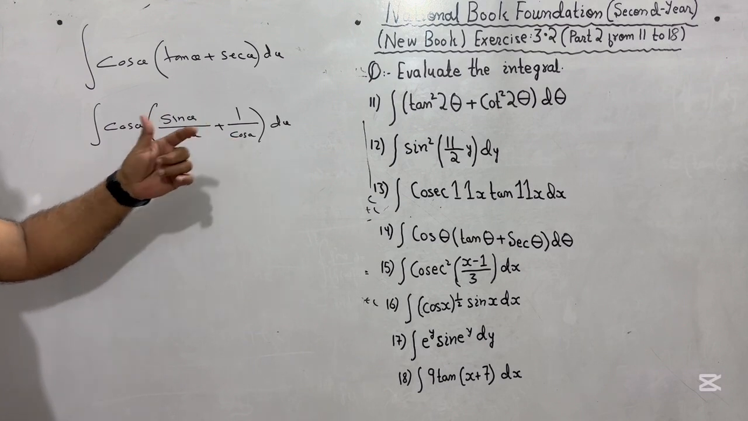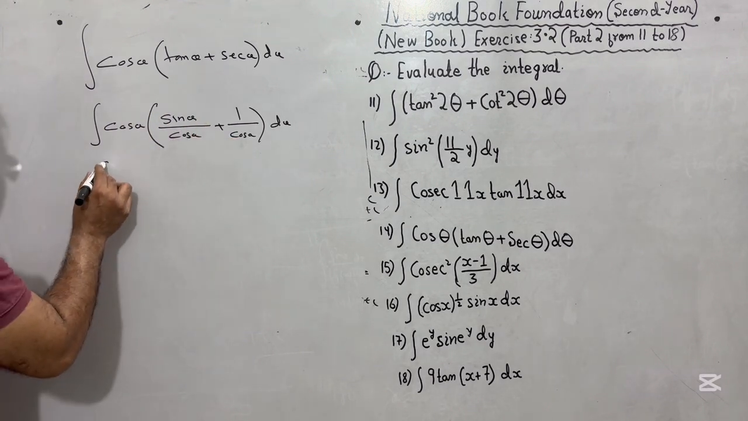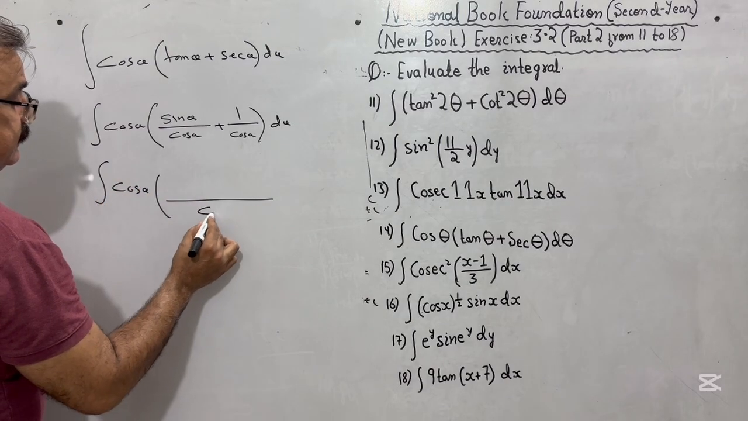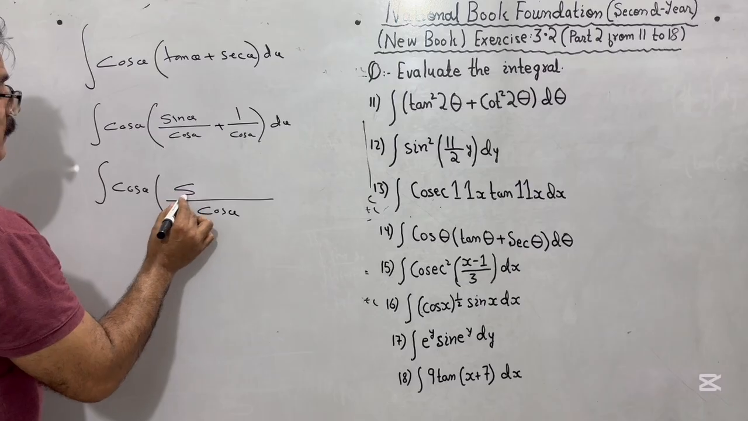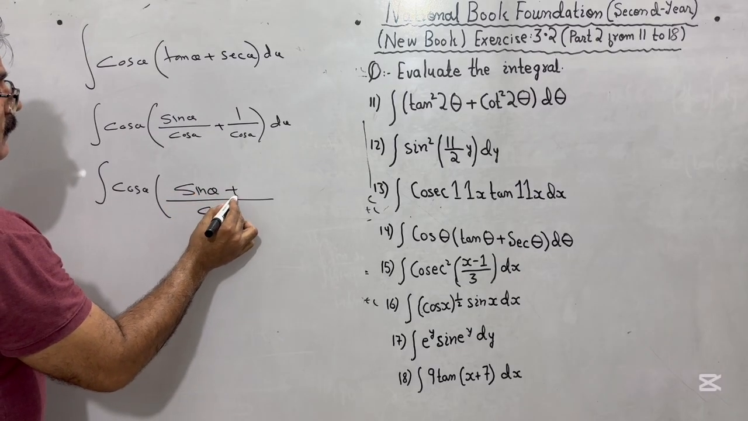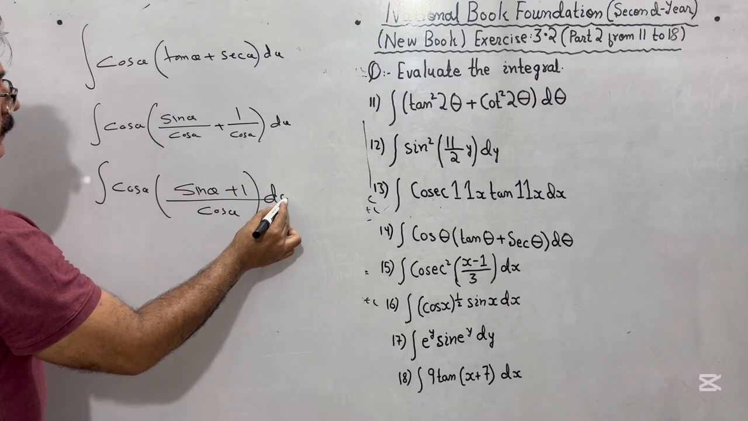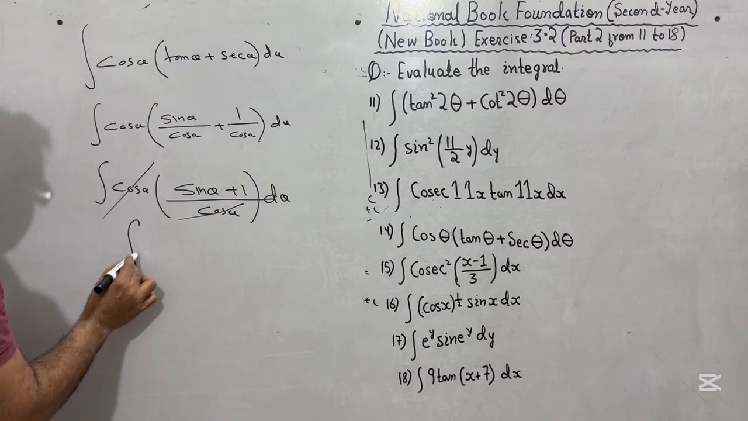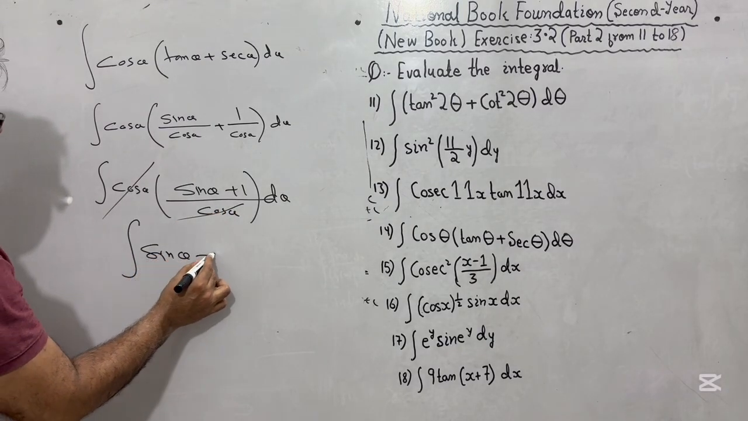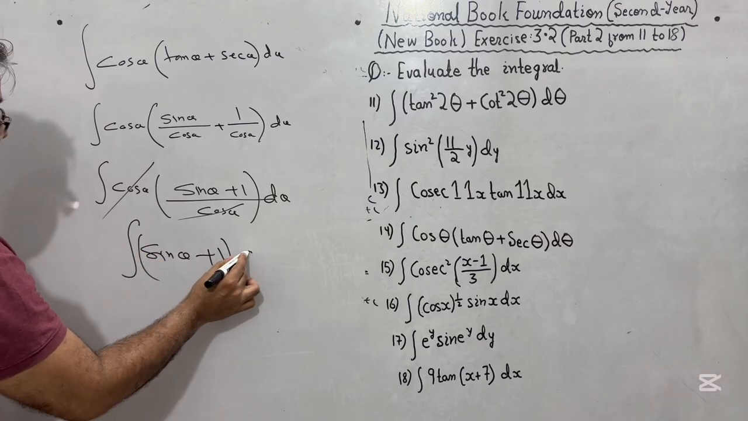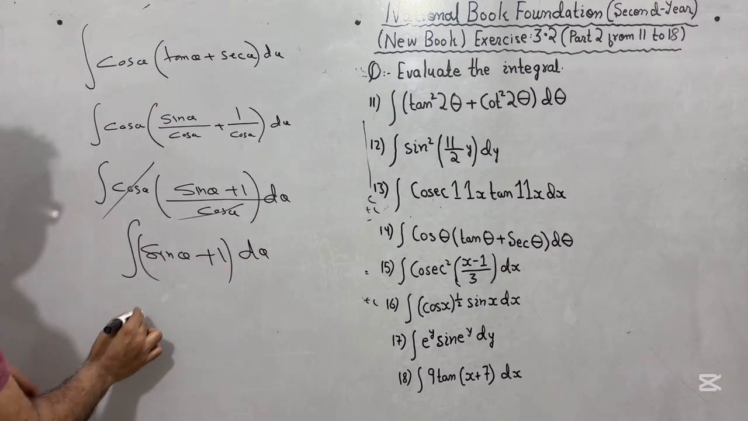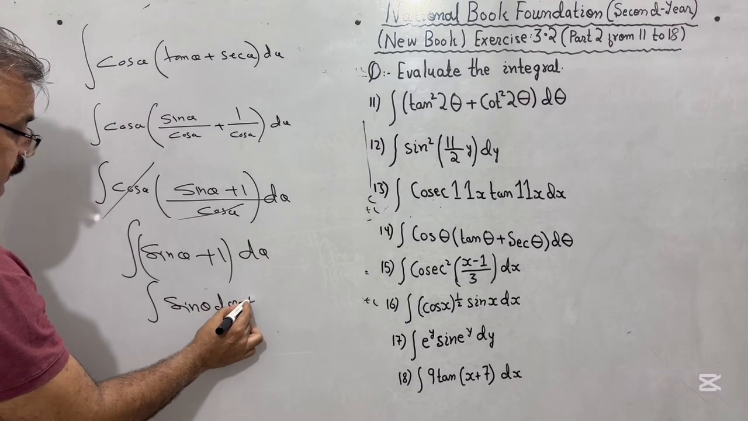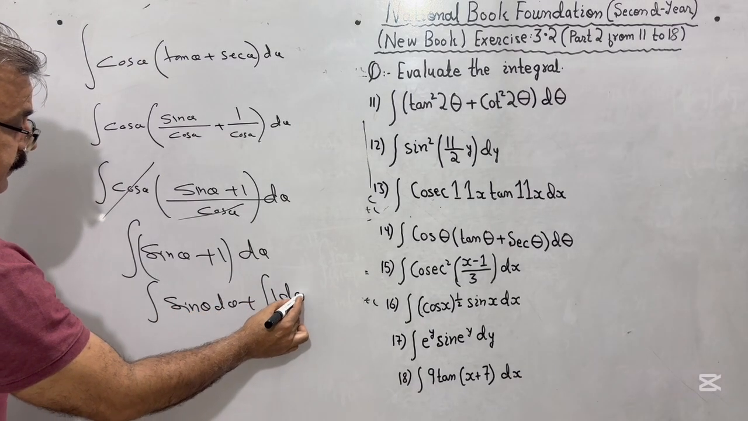Write one time, no transition in the numerator. I have cos theta times, cos is the LCM, numerator remains the same, sin theta plus 1 d theta. This cos cancelled out. I have only sin theta plus 1 d theta. Multiply integral symbol and d theta throughout, sin theta d theta plus 1 d theta.